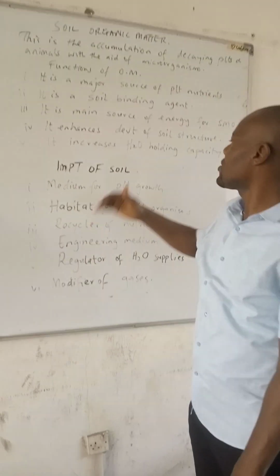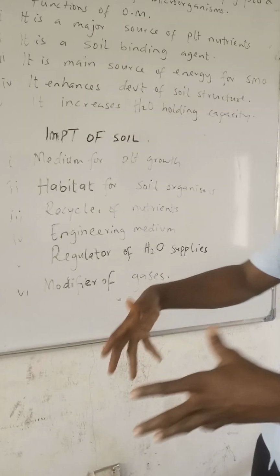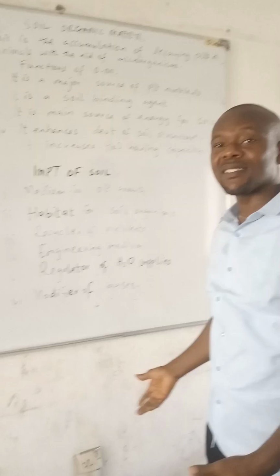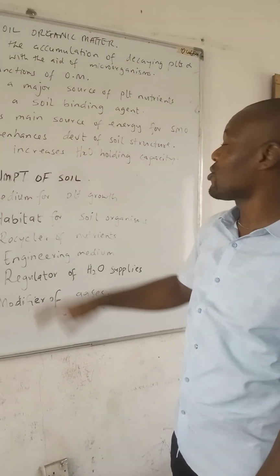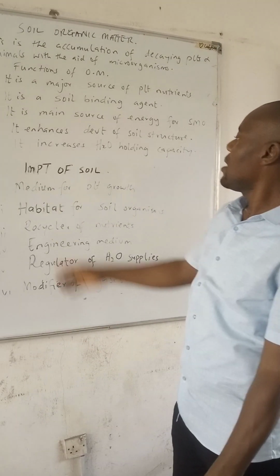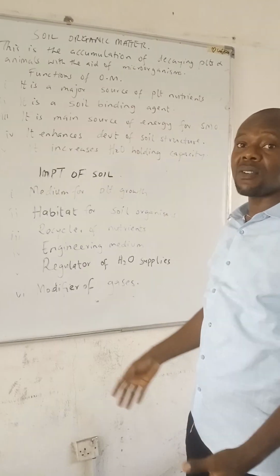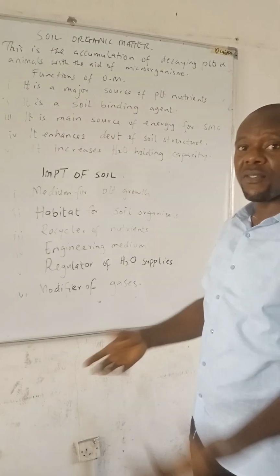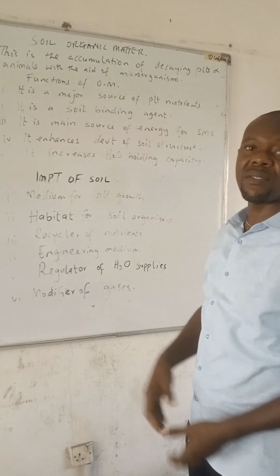Now, generally, what is the importance of soil? Okay, the first one is that it is a medium for plant growth. Plants grow on soil. Okay, in as much as we have soilless plants and we have hydroponics, aeroponics, and so on, soil is still known as the medium for plant growth. Another one is that it is a habitat for soil microorganisms. Soil microorganisms are in billions. So soil harbors so many microorganisms, ranging from protozoa, fungi, bacteria, virus, and so on.